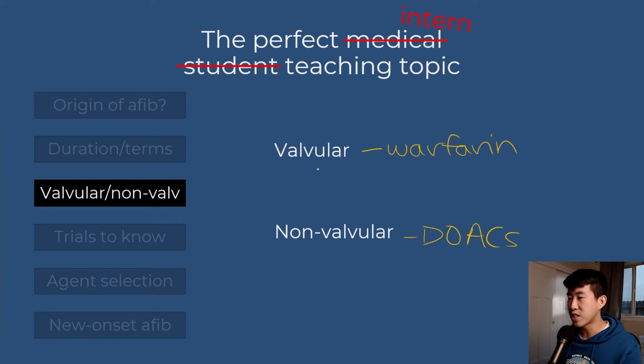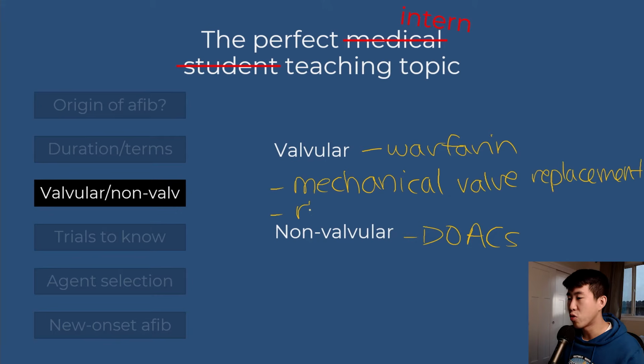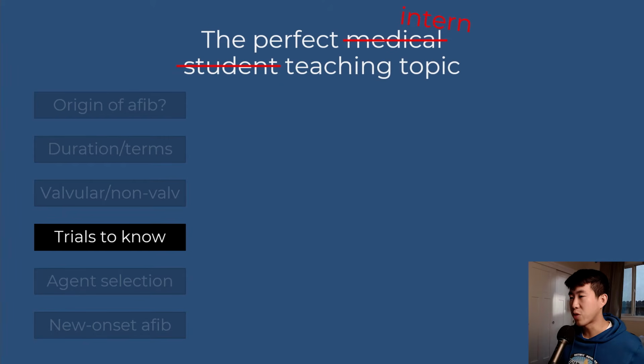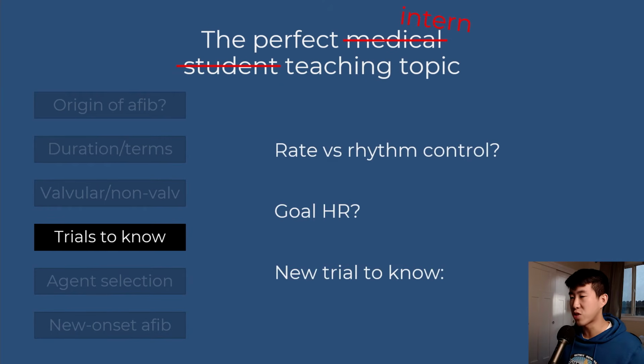So what is the definition of valvular AFib? Well, the definition used to be a little bit more broad and used to include all types of valve replacements, but now it only includes mechanical valve replacements and rheumatic mitral stenosis. So again, very important to know the difference between valvular and non-valvular AFib, because valvular requires warfarin rather than DOACs. And then secondly, it's very important to know that valvular AFib is only defined by two things: mechanical valve replacement or rheumatic mitral stenosis.